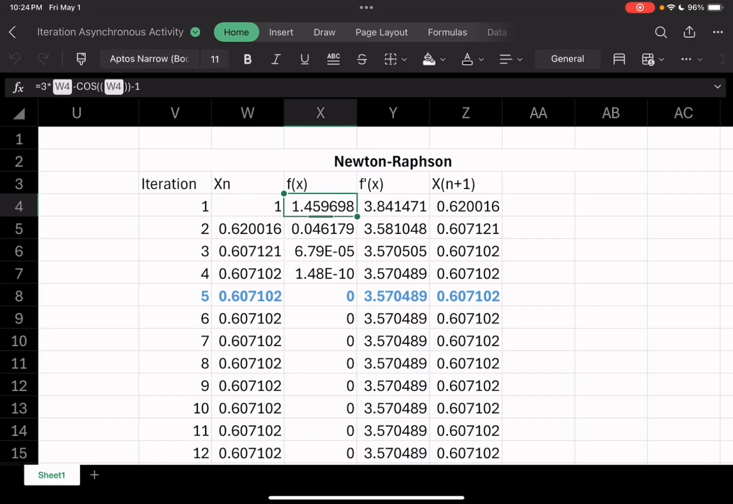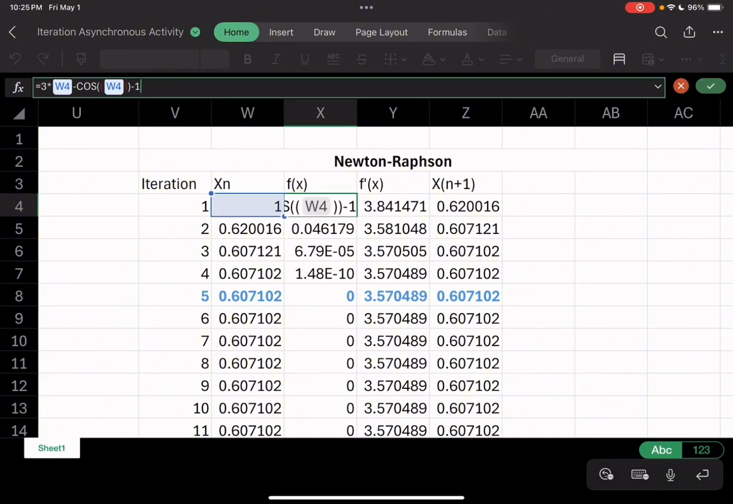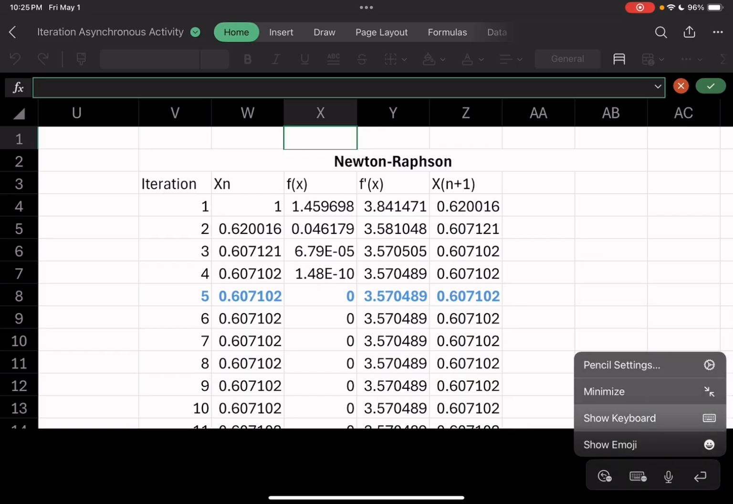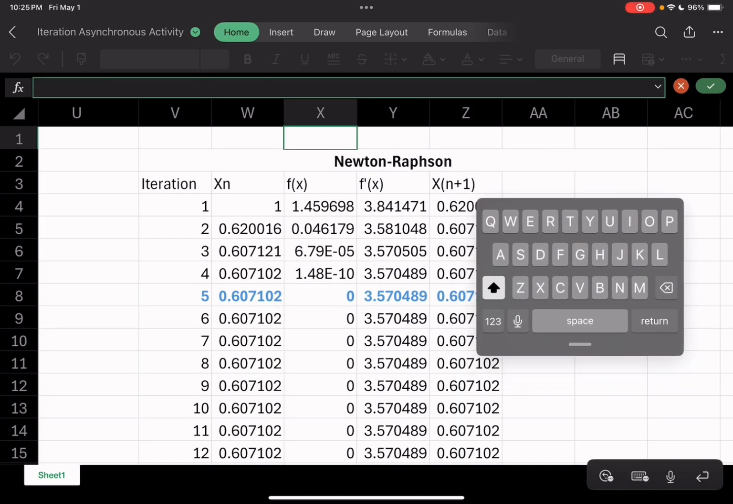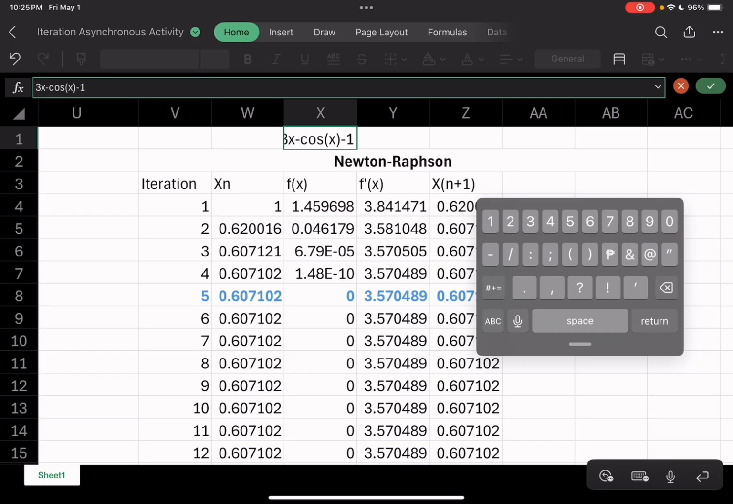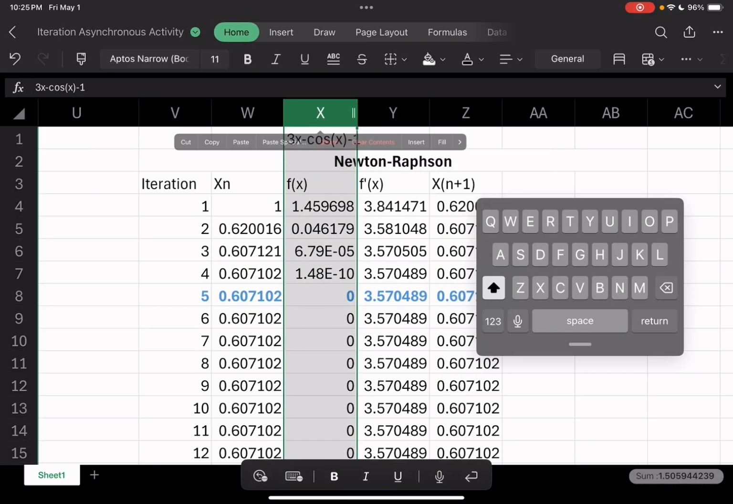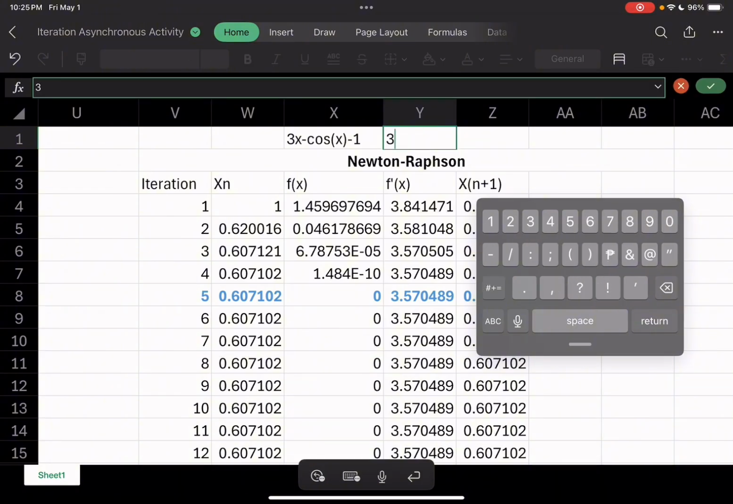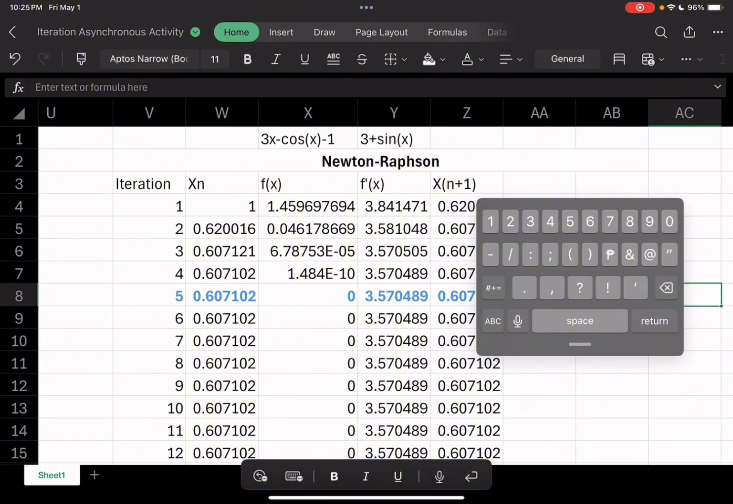Now for f of x, we're just going to simply write the formula right here. Let me just write that here. The formula would be 3x minus cosine of x minus 1. And for the formula for f prime of x, that would be 3 plus sine of x. So there you have it.